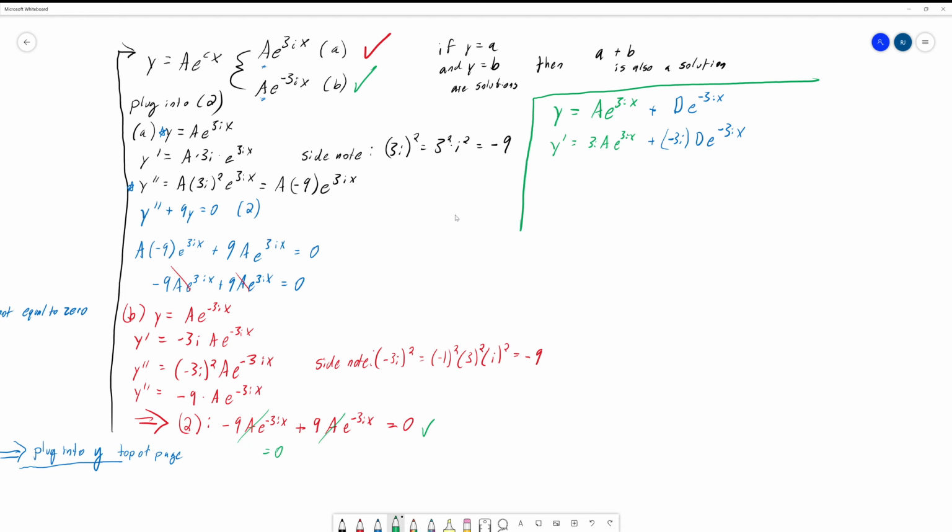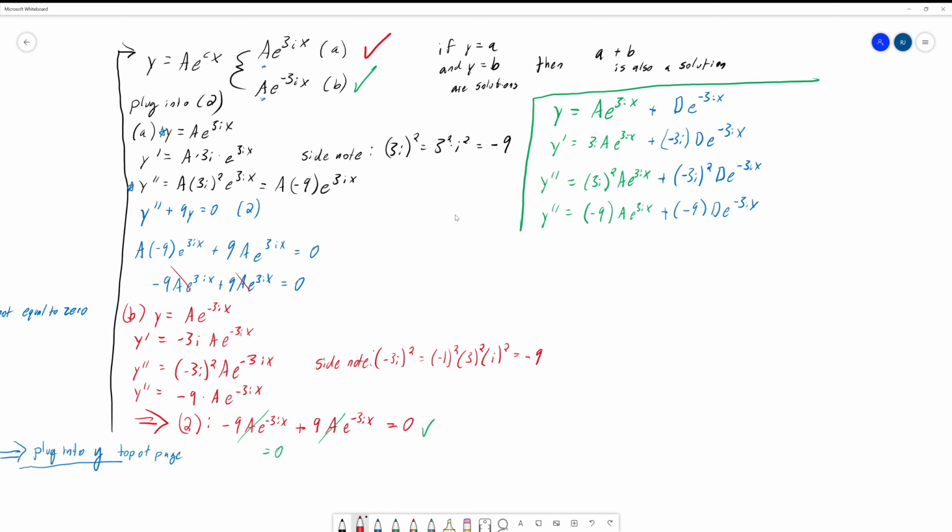And then the second derivative is going to be 3i squared a e to the 3ix plus minus 3i squared d e to the minus 3ix. I'm going to rewrite this with what we know from our two side notes, that 3i squared is going to be minus 9 a e to the 3ix. And also minus 3i squared is going to be minus 9 d e to the minus 3ix.